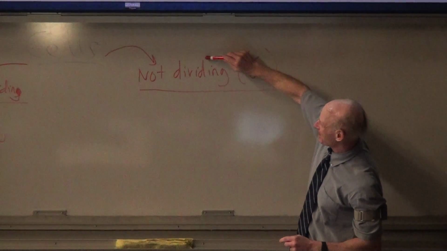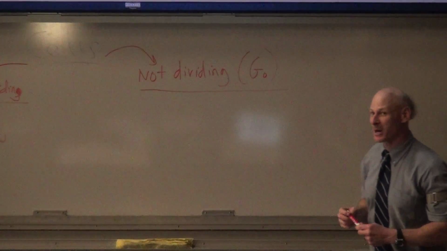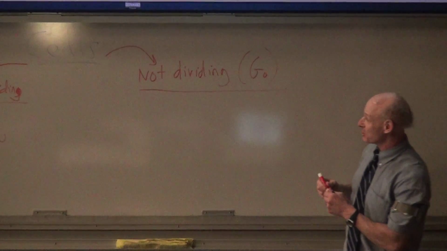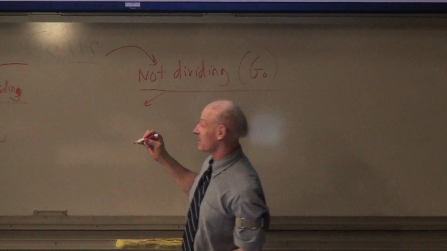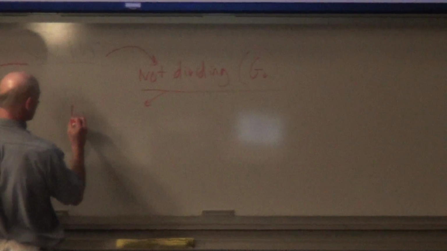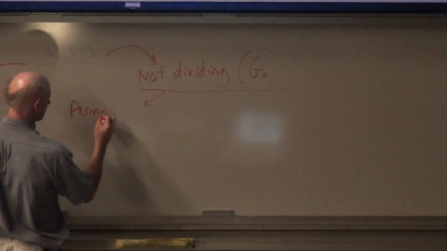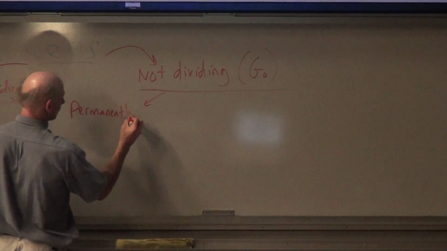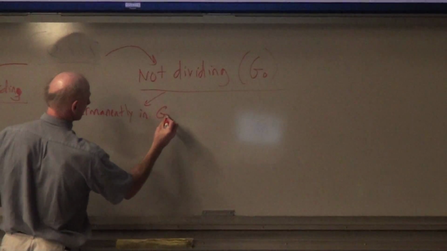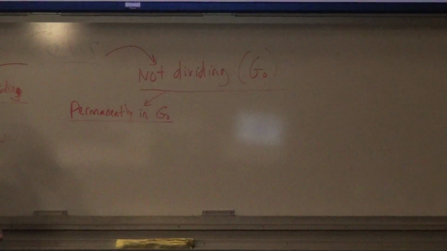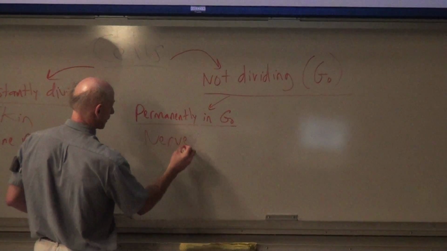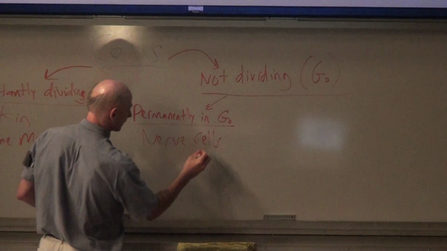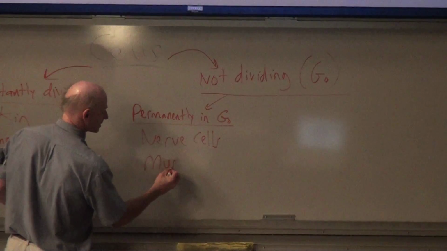But focusing on this group of the non-dividing cells in your body, you could break those down into two further categories. Some of them are permanently non-dividing. A good example of those are nerve cells. And another good example are muscle cells.